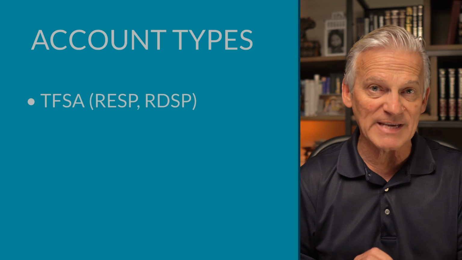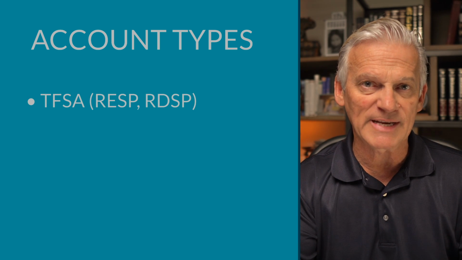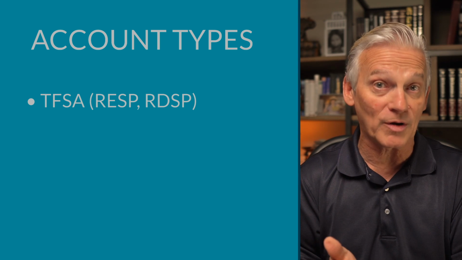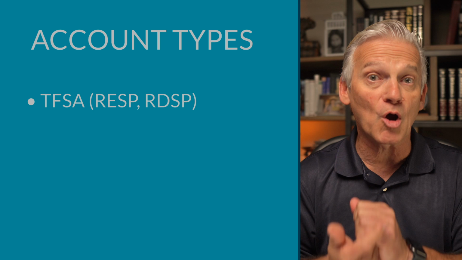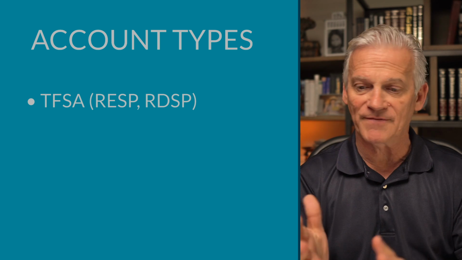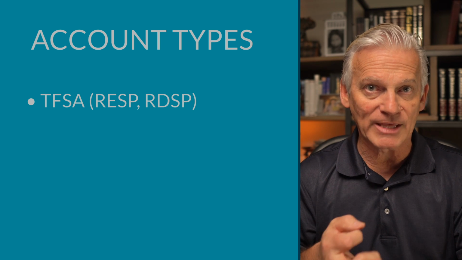As far as account types go, let's look at the three account types. There's a tax-free savings account, which most of us are familiar with here. Now, in this video, when I say TFSA, there's a couple of other accounts that have the same tax rules. There's the RESP and the RDSP, the Registered Disability Savings Plan. So when I'm doing the video today, if I say TFSA, it's including the TFSA, the RESP, and the RDSP.